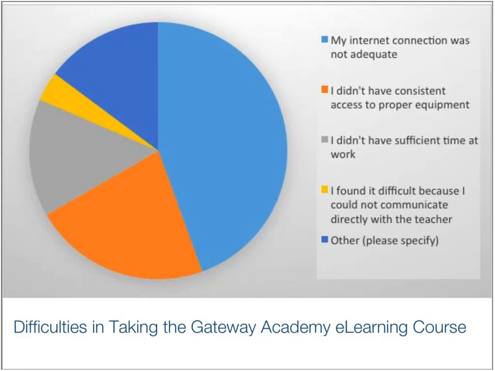So from this slide, you can see that the main factor that came across in terms of difficulties in taking our courses was that the internet connection was not adequate. Some staff members said that they had to share computers and therefore they did not have consistent access to proper equipment. And also they didn't have sufficient time at work dedicated to the learning.